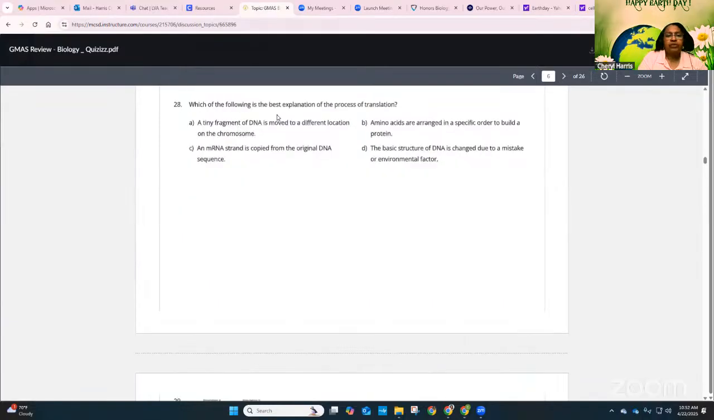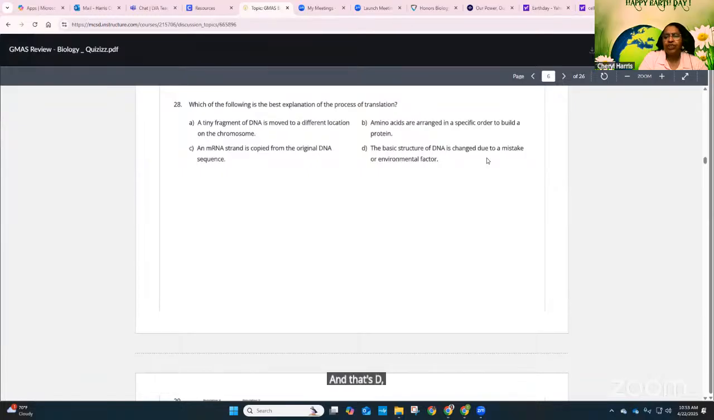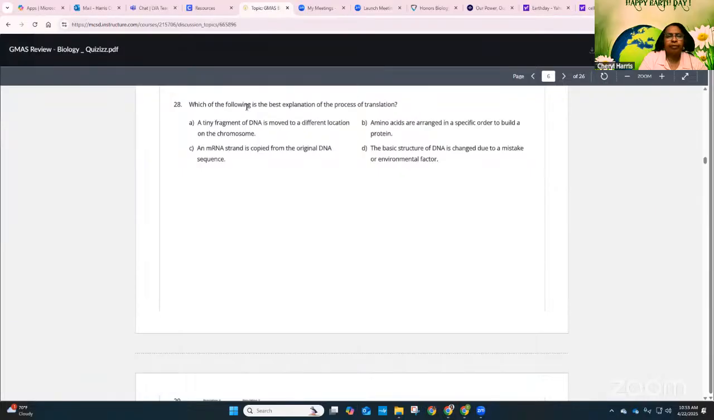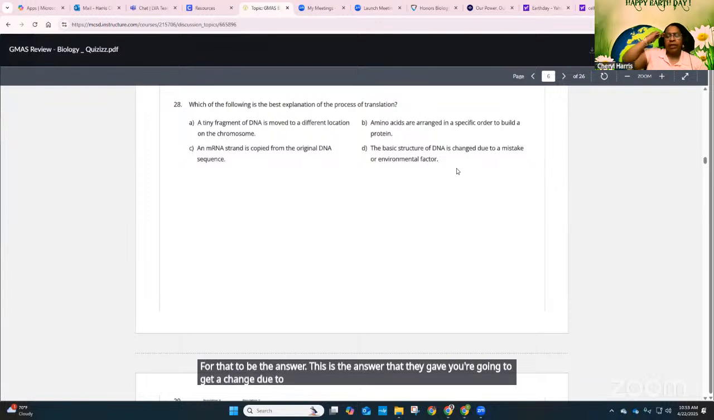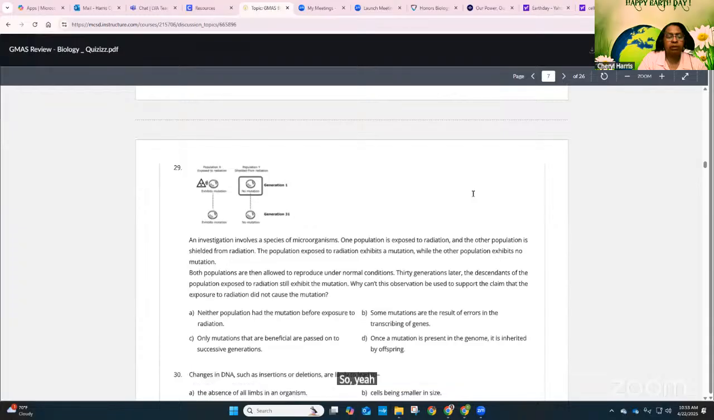All right, which of the following is the best explanation for the process of translation? And that's D. The basic structure of DNA has changed due to a mistake or an environmental factor. This question didn't make a whole lot of sense to me for that to be the answer. This is the answer that they gave. You're going to get a change due to a mistake if there is a mutation of some sort. And then the next question, I think, asks you about something. Yeah, it's kind of like that.